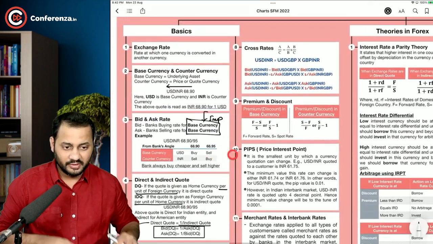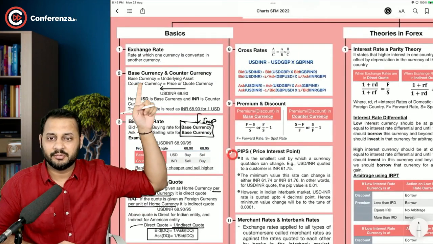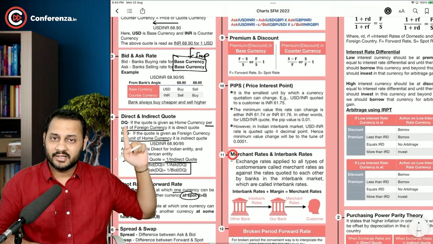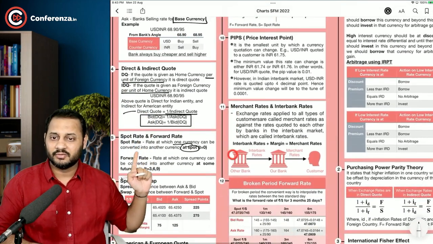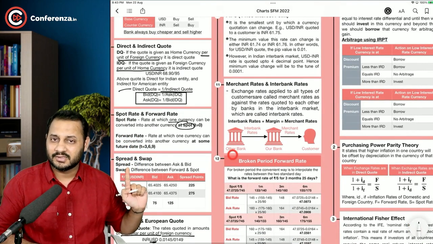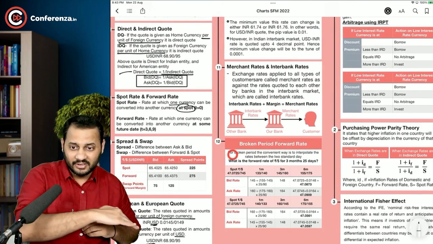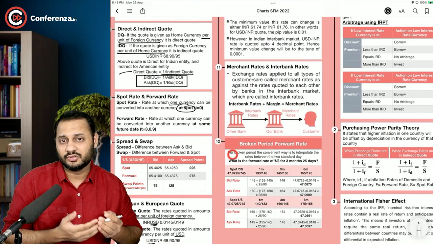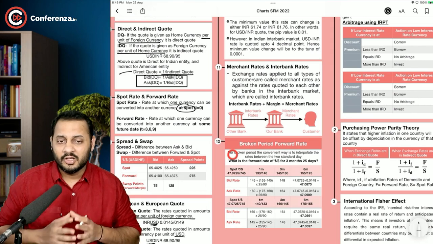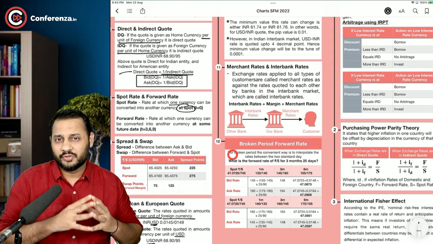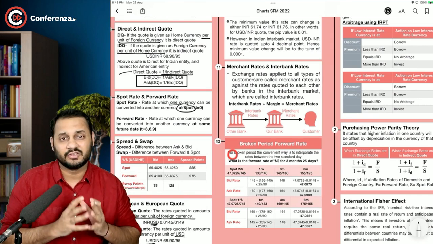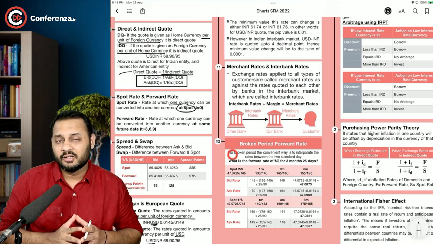But I hope till now you have understood the concept of exchange rate, base currency and counter currency, how to read it, bid and ask rate, and then direct quote and indirect quote, both of them being inversely related. What is spot rate and forward rate? The difference between spot and forward is called swap, and bid and ask is called spread. If the swap points are in descending order, you are going to deduct them from the spot rate, and if they are in ascending order, then you are going to add them. All in all, with practice, it is going to be a strong point for you. You are not going to remember all these things with just one lecture, so make sure that you practice it well.